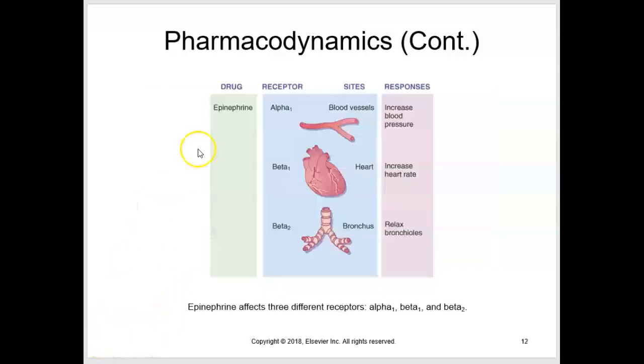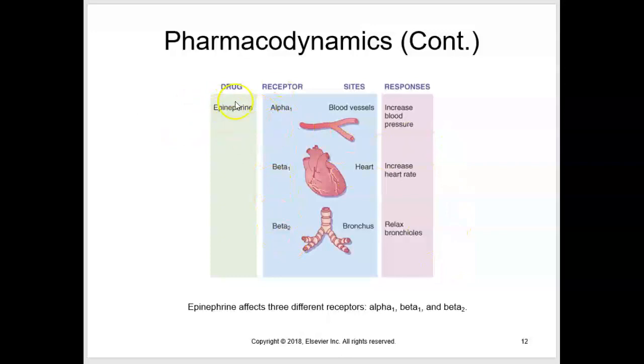All right, looking at this slide, we have epinephrine, which works on the receptors alpha 1, beta 1, and beta 2. Here's the responses that it causes. So epinephrine activates these receptor sites or works on these receptor sites to create responses. Is that considered an agonist or an antagonist? That would be considered an agonist because it's activating the receptors to produce a response.